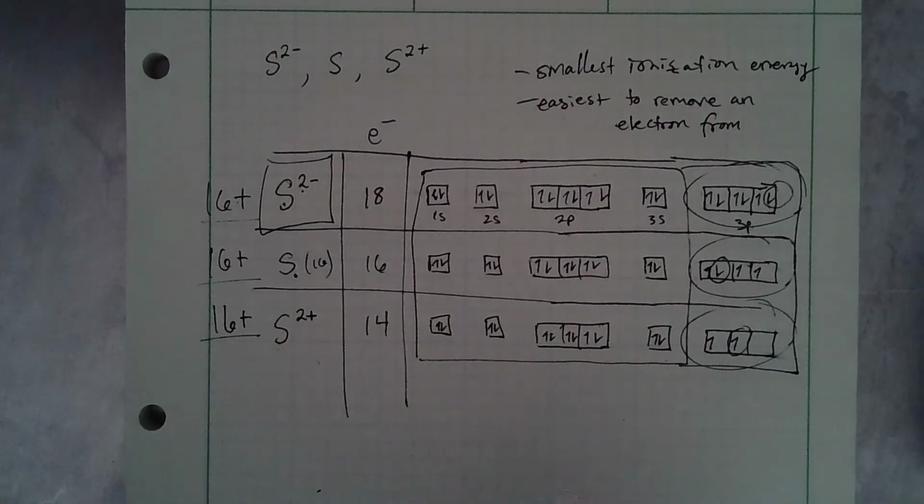And I'm going to end the video, and I'm going to go look it up, and if I'm wrong, I'm going to have to re-record the video. But if I'm right, and you hear this, then sulfur 2- does in fact have the smallest ionization energy. I hope that's the case, because I don't really want to have to record the video again.